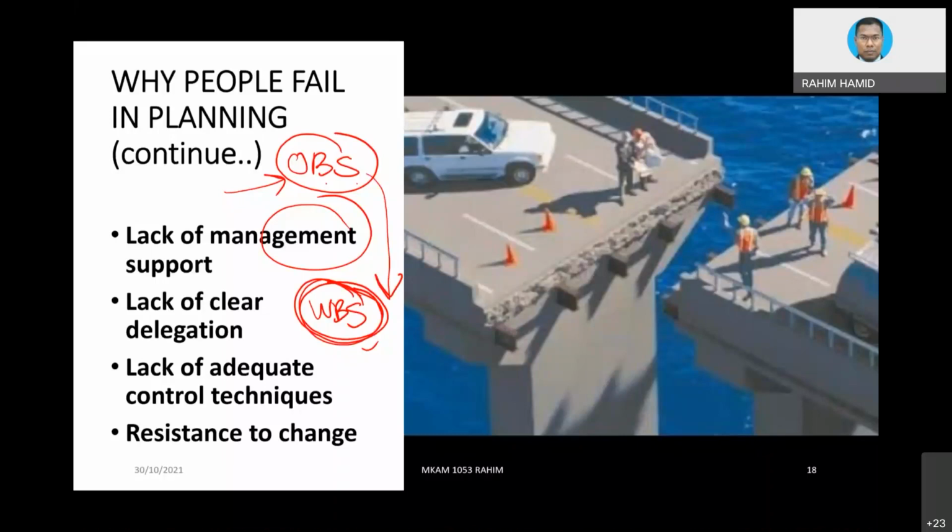Who is the PIC? Person in charge. So that later on, when the KPI is not in accordance with what you want, you can get the person in charge to answer, or get the team to react. That is the issue with delegation.